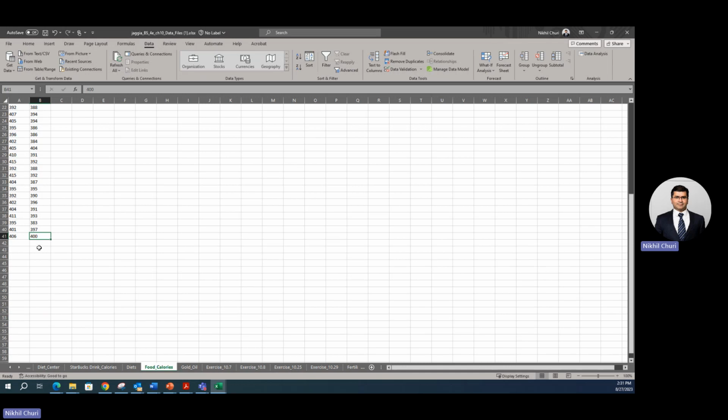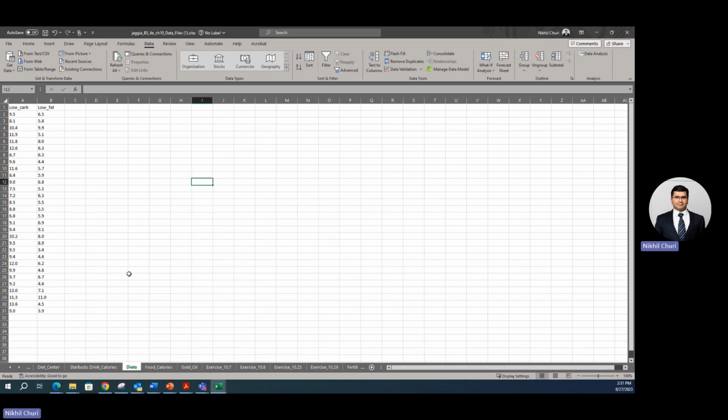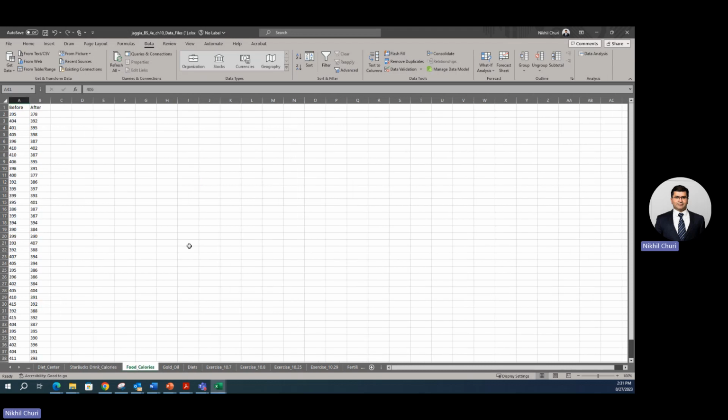oftentimes you might be dealing with data sets which are not equal. In this case, the first data set has 40 points, but the second might have 50, 60, or 100. So those numbers might not match, and that's totally okay. Right now what we are doing is familiarizing ourselves with what data is given. And what's this? This is something else, we'll come back later. These are the two sheets we are looking at.